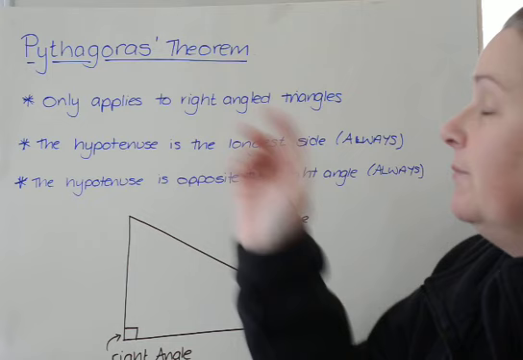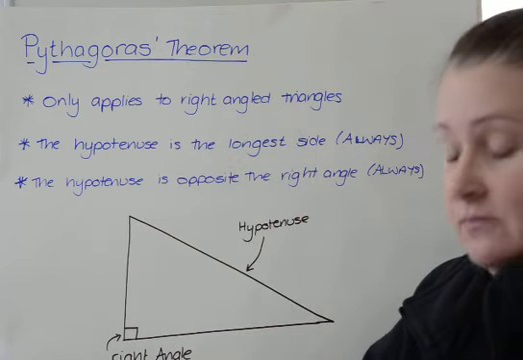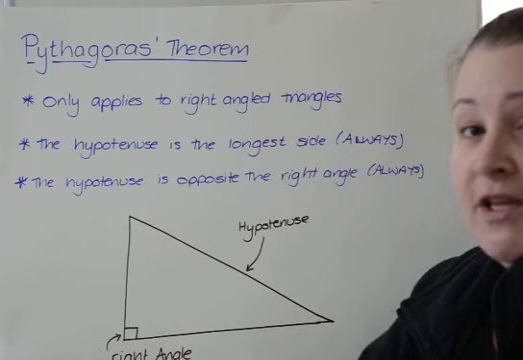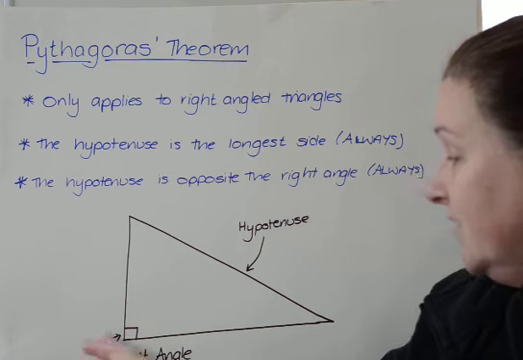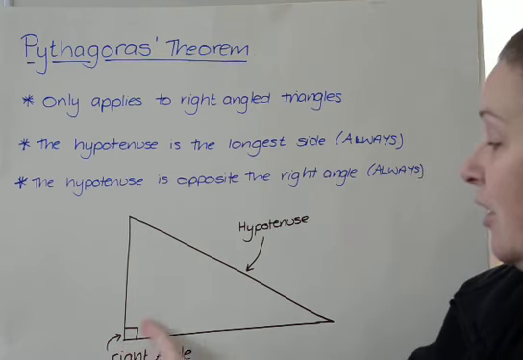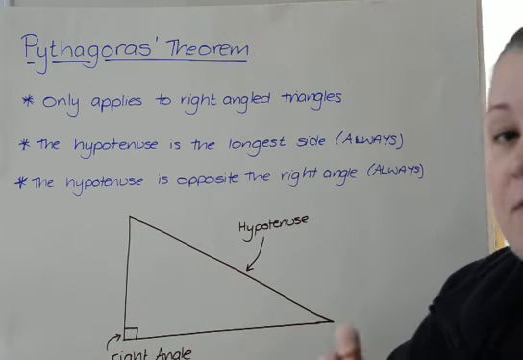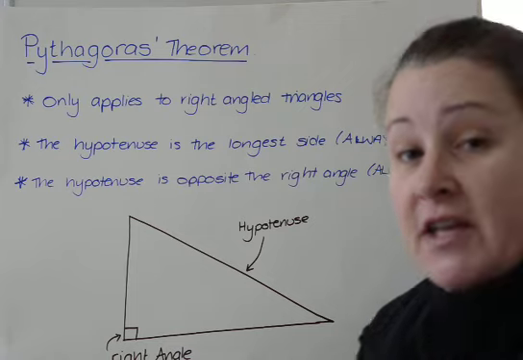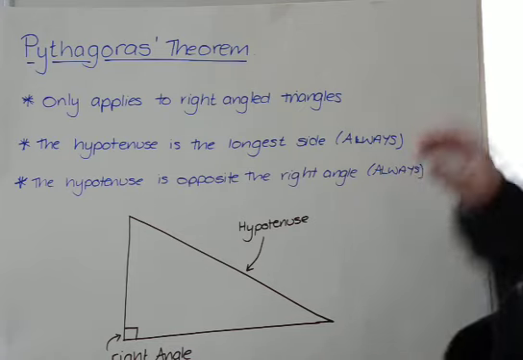So Pythagoras' theorem, key things to remember about it. It only applies to right angled triangles. The hypotenuse is always the longest side, and the hypotenuse is always opposite the right angle. So you can see here, right angle in the corner, so the line that is not attached to that angle is always the opposite line. Worth remembering that because we do use that again later on when we're looking at some of the trig ratios.